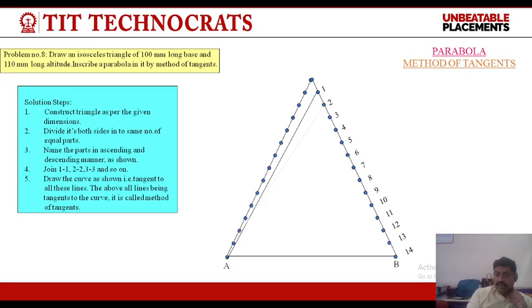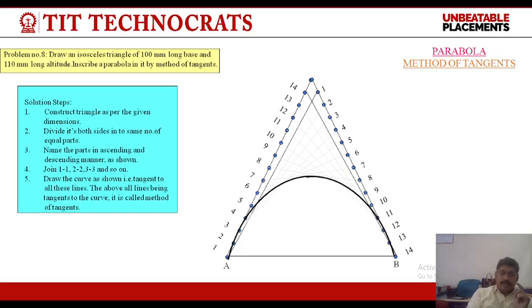Start counting from this side, 1, 2, 3, 4 to 14, and now divide this line, counting from downward 1, 2, 3, 4 to 14, and join this first to first, second to second, third to third, fourth to fourth. Join 1 to 1, 2 to 2, 3 to 3. This process goes on, and now you will see that this curve is generated with the help of these intersection points.